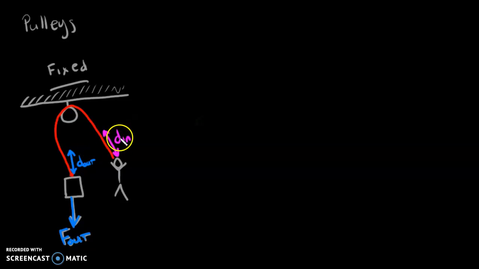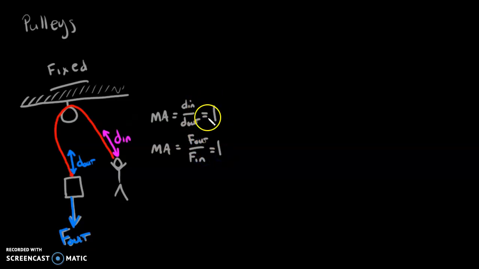And if the distance is the same, then my mechanical advantage equals the distance in divided by the distance out. No matter what those numbers are, if they're the same, my mechanical advantage is going to equal 1. So for a fixed pulley with just one pulley, my mechanical advantage is 1. Which means mechanical advantage equals the force out over the force in, which is also going to be equal 1. We already established that our mechanical advantage is 1. So whatever this force is the same force I need to pull with to get that object to move.